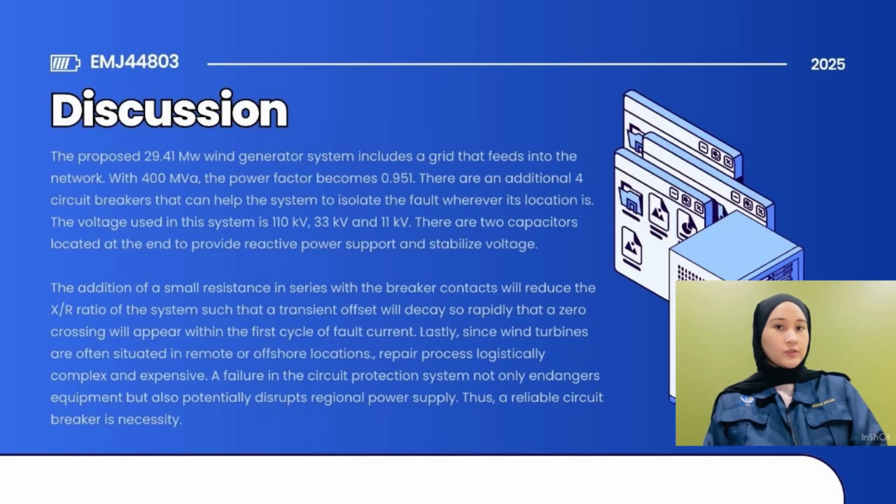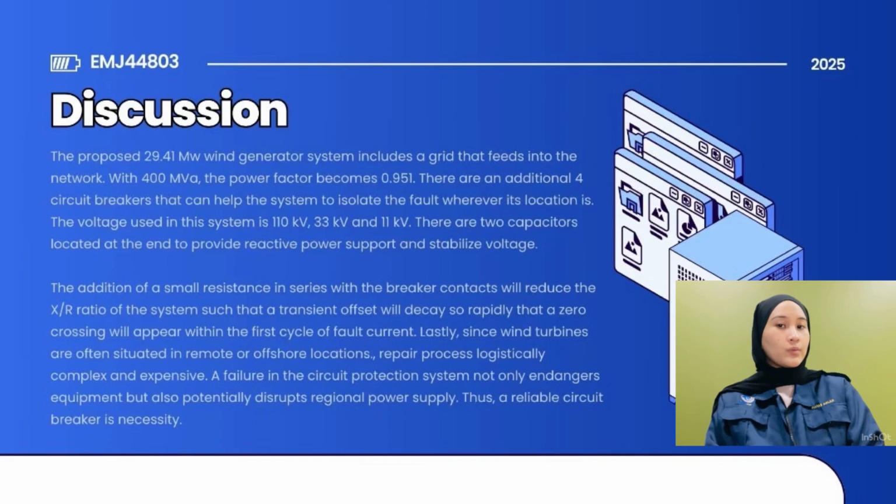The addition of a small resistor in series with the breaker contacts will reduce the X/R ratio of the system, such that the transient offset will decay so rapidly that a zero crossing within the first cycle of fault current can be expected. Users may also choose to add small delays, up to 0.1 second, to the trip circuits of high-speed circuit breakers to assist in the establishment of zero crossing in the fault current before attempting to interrupt it. The need for small delays before tripping the circuit breaker may be discussed with the wind plant developer and the circuit breaker manufacturer.